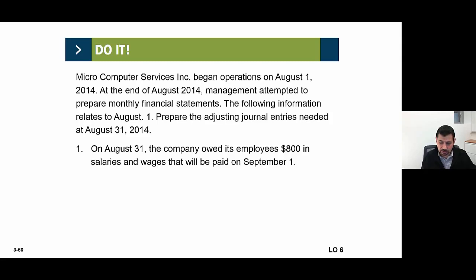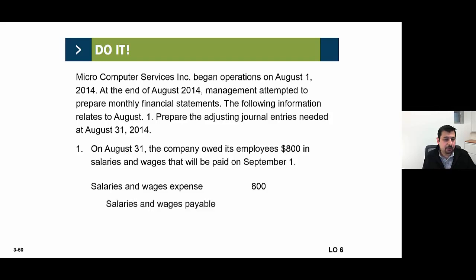And this is accrued expenses. So how do we make a journal entry for accrued expenses? We debit the expense, we credit the liability. So in this case, we debit salaries and wages expense, and we credit salaries and wages payable.